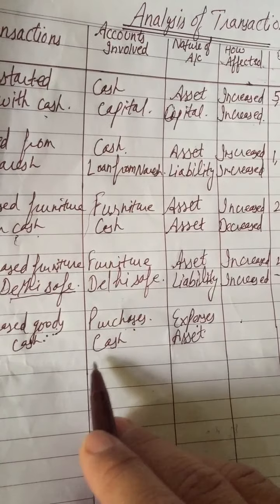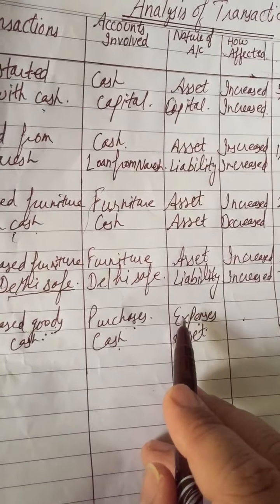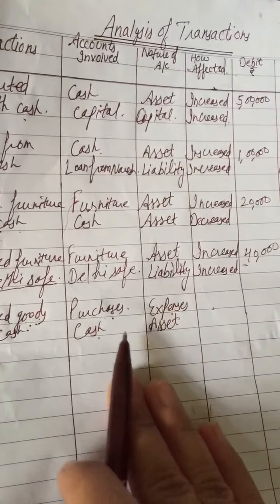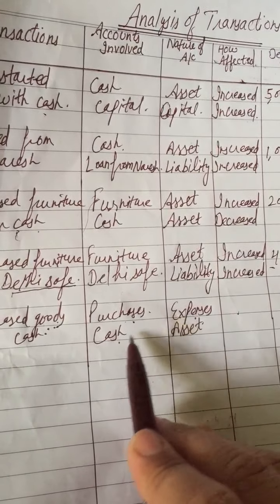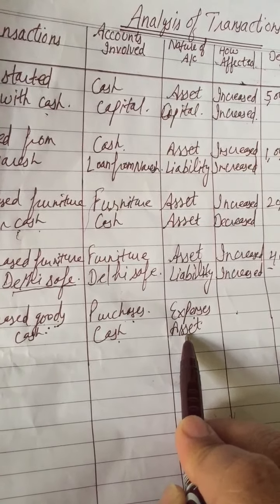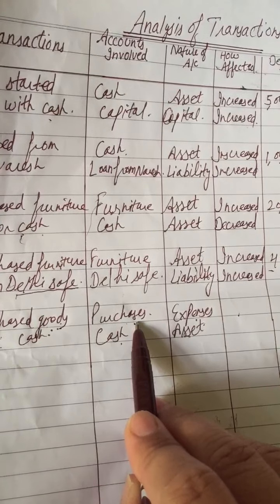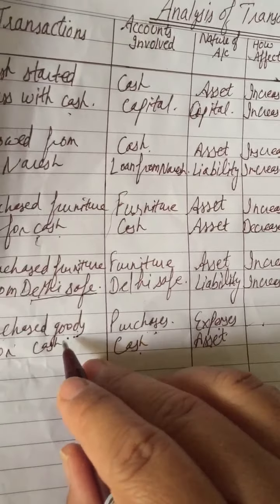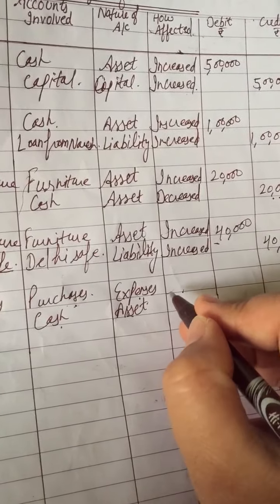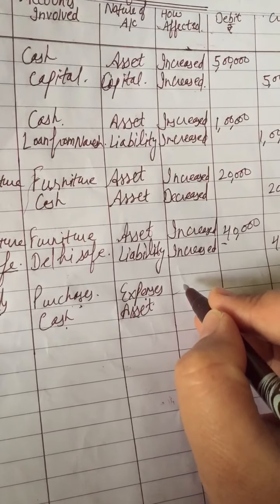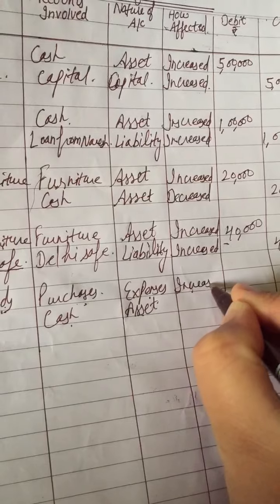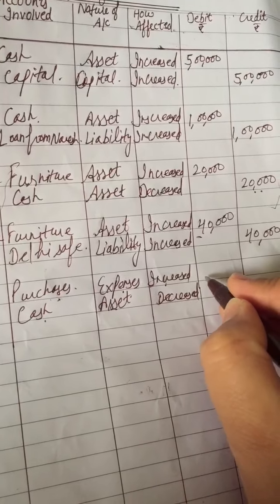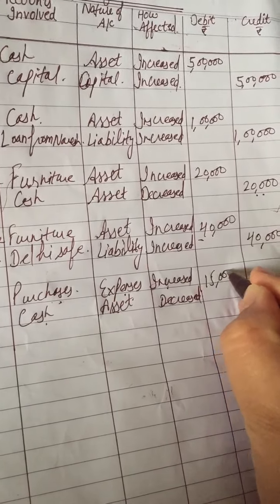Cash is decreased because we have purchased it for cash, and one asset decreases while our expense, that is purchases, also increases. So we can't take stock as an asset for the business. Expenses are increased and the asset is decreased because we have paid the cash, that is rupees 15,000.